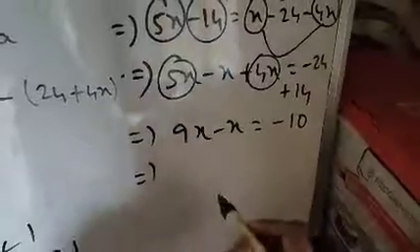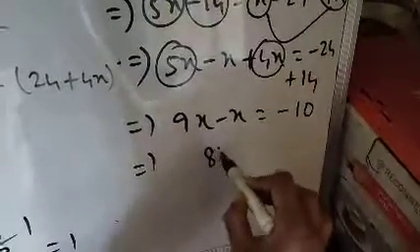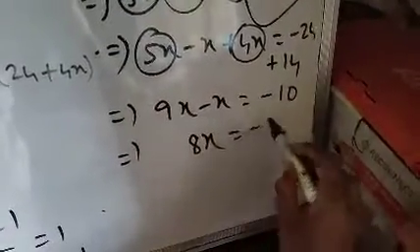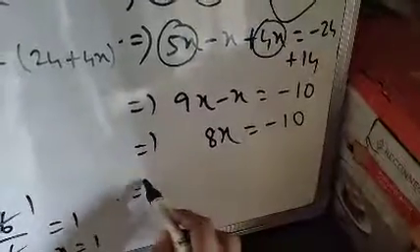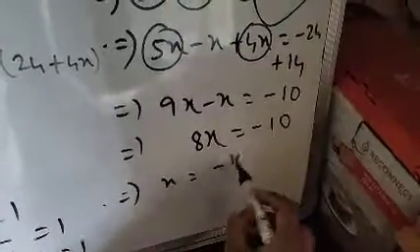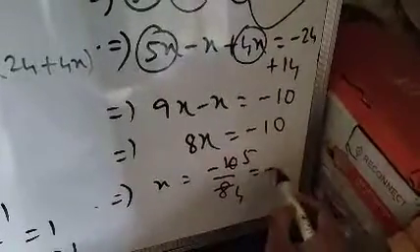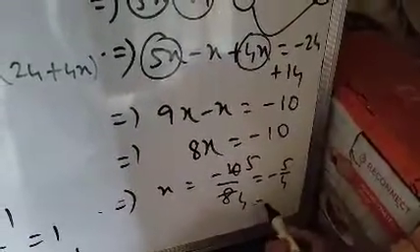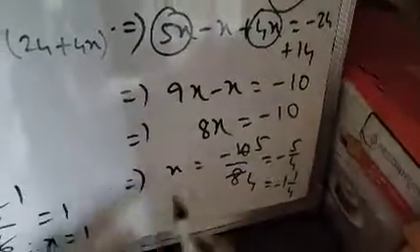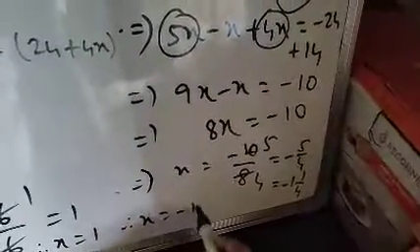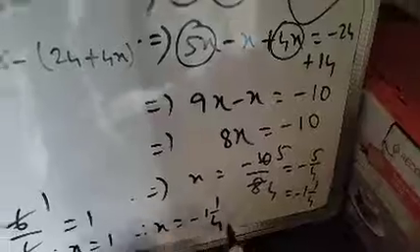Minus and plus gets minus, so it will be minus 10. Now 9x minus x means 8x. This is minus 10. x will be minus 10 by 8. 2 fours are 8, 2 fives are 10, therefore minus 5 by 4, that means minus 1 and 1 by 4. So x will be minus 1 and 1 by 4. That is the answer.